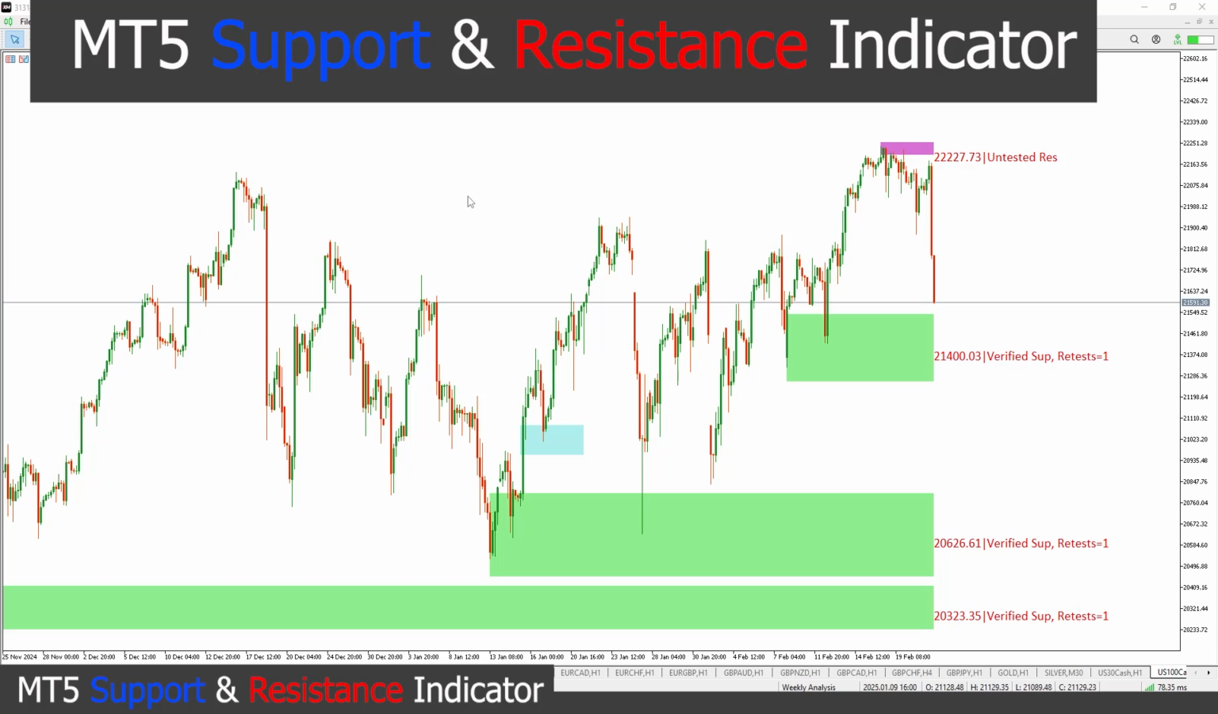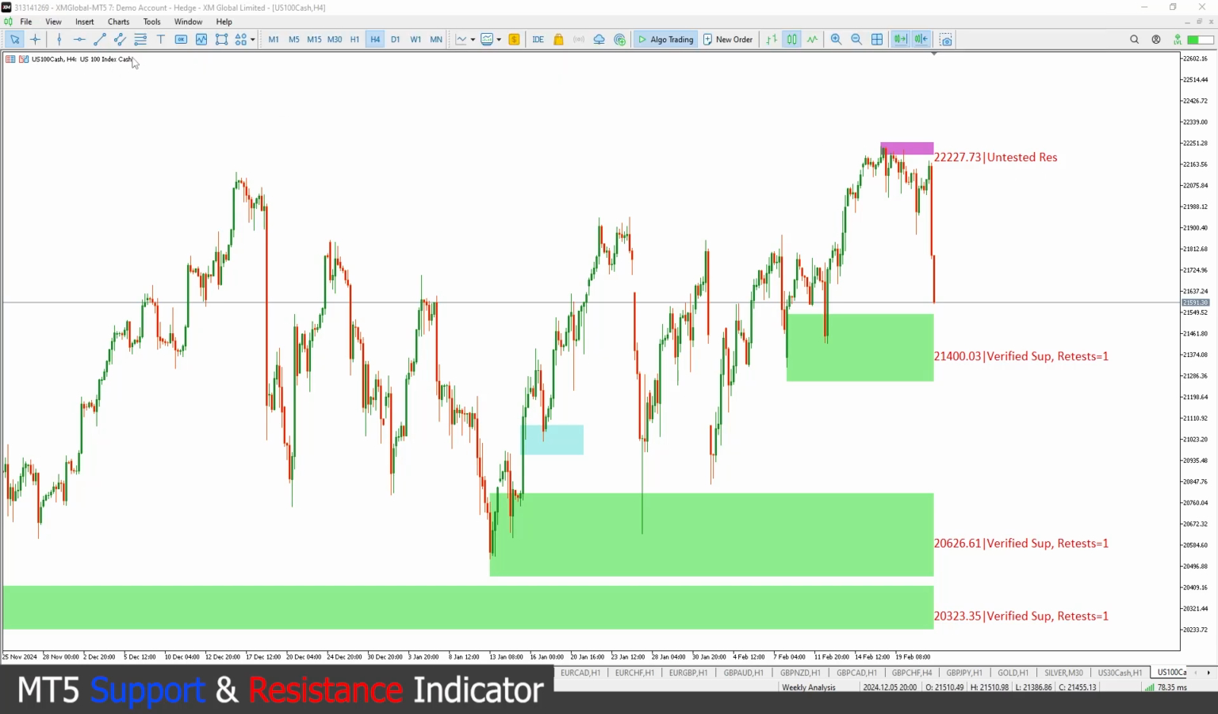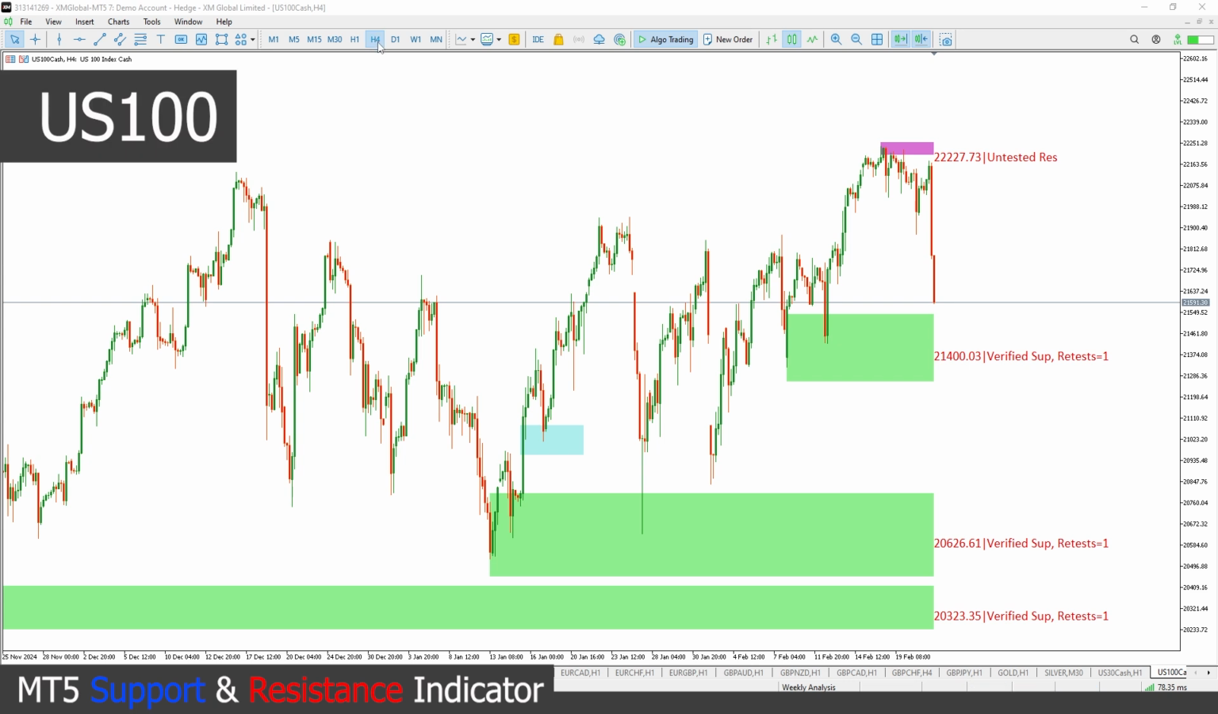This is the MT5 indicator, how we can use it for support and resistance. It's very simple. We have the Nasdaq 100. We start with the 4-hour time frame. As we can see, there is a resistance right here. We have a support at 21,400 and the next one at 2,626.